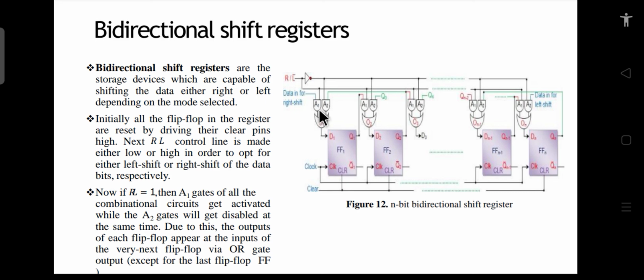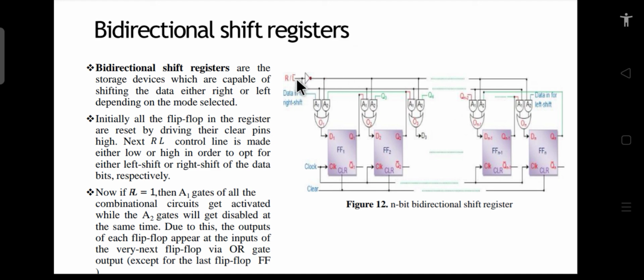If these AND gates are enabled, then the output of the first flip-flop is connected to this AND gate. Whenever these AND gates become active, and they become active when this line is 1, the data shifts in the right direction.